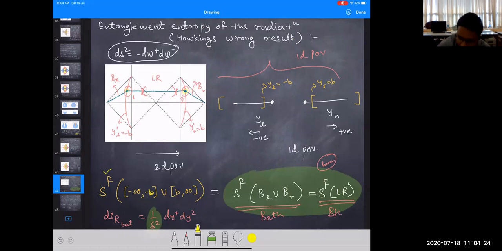of minus infinity to minus b union b to infinity. The coordinate systems for 1D are: the left system has YL coordinates, and they go from minus infinity to 0, and the right system has YR coordinates, which go from 0 to infinity. And this bracket is YR equals b, and on the left it's YL equals minus b. So I should put subscripts on this. The minus infinity to minus b interval is in the left system, and b to infinity is in the right system, and I'm computing the fine-grained entropy in that sense.